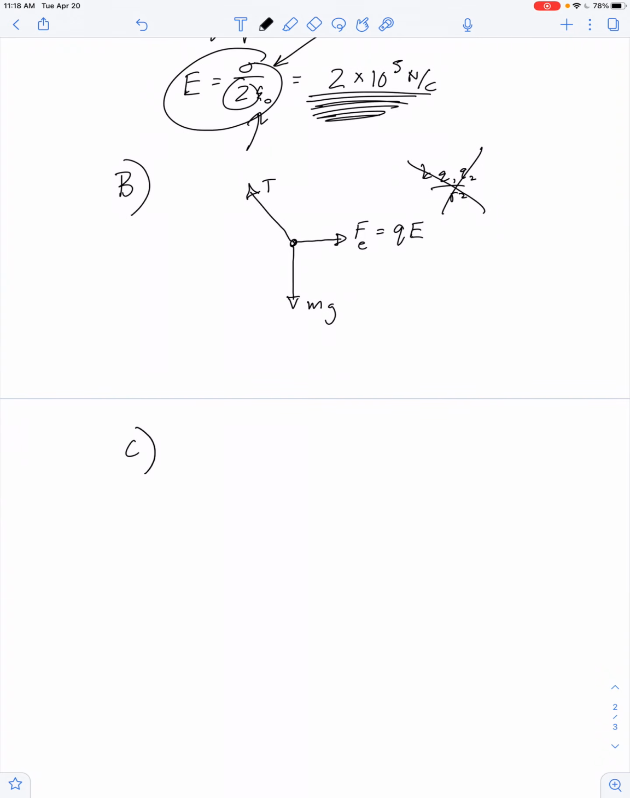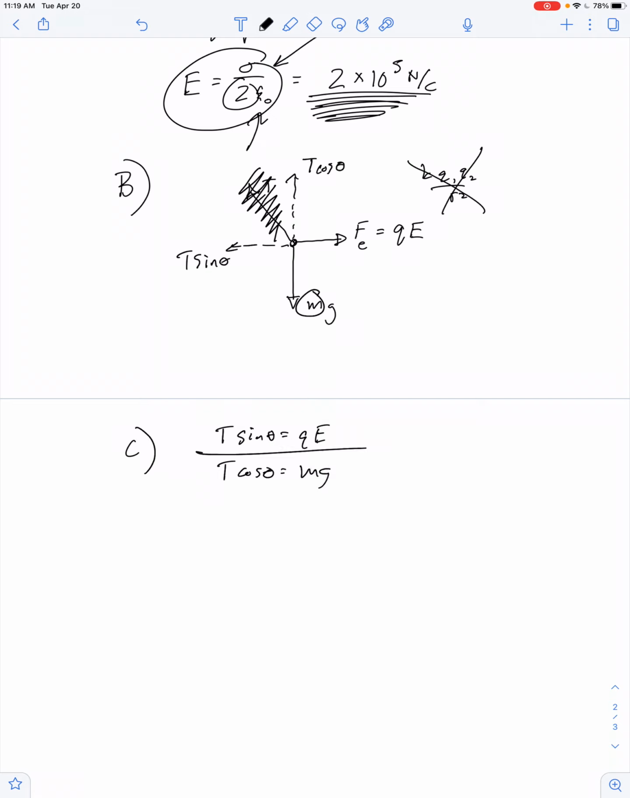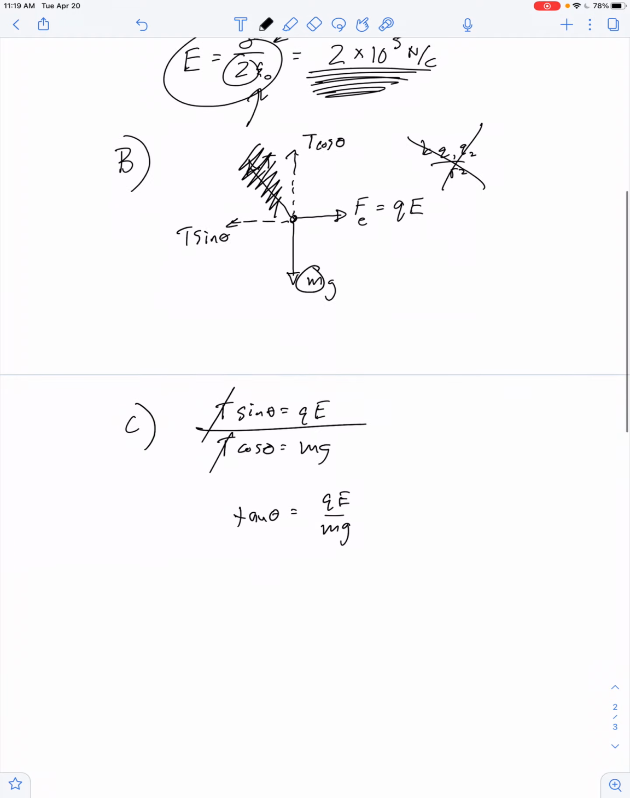Part C, find the mass of the plastic bead. Solve for this value of m. So if I get rid of the tension vector and replace it with its components, then this is T times cosine theta. This is T sine theta. So we know that T sine theta has to equal QE if our free body diagram represents equilibrium, and T cosine theta equals mg. If we divide one equation by the other, tension cancels out, and we have tangent theta equals QE over mg.